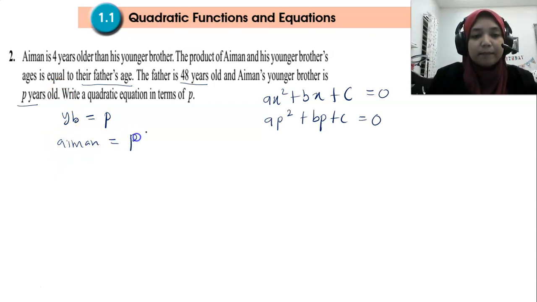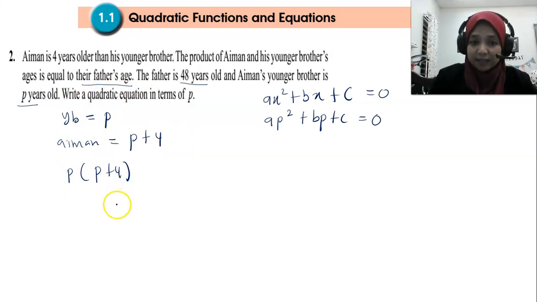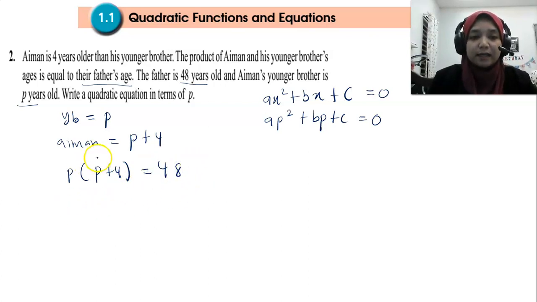Okay? So, Aiman is P plus 4. Sebab dia 4 years older than his younger brother. So, the product of this both person, Aiman and his younger brother, P plus 4, product tu means multiplication ya, kita multiply, equal to 48 years. Yang ni the product of Aiman and his younger brother's age is equal to their father's age. Father's age is 48 years old. Dapat macam ni. So, dapat equation macam ni, dah dapat markah.